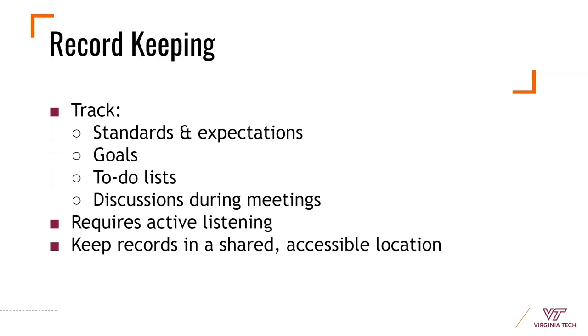Make sure you keep track of all of this information, your standards and expectations, goals, to-do lists, and discussions. This means that you will need to actively listen to one another to make sure your record keeping is accurate. Give everyone a chance to look over notes at the end of a meeting to ensure that they reflect what actually happened. Keep these records in a shared, accessible location so that the whole team is on the same page.